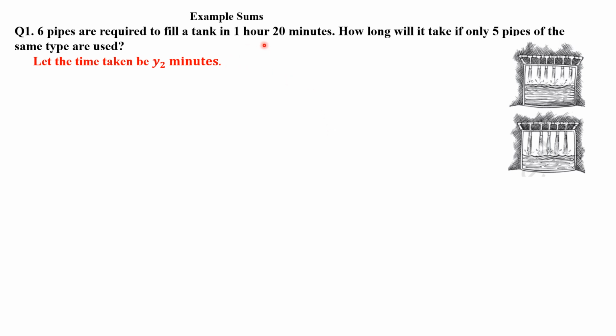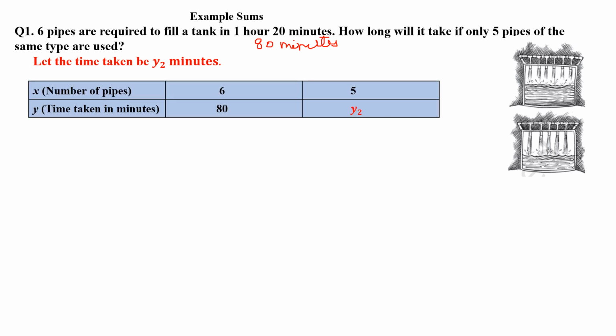And here in the first case, if you see, 6 pipes are required to fill a tank in 1 hour 20 minutes. This also I'm going to convert into minutes. And later on when I get my final answer, again I will convert my answer into hours and minutes if required. Now 1 hour is 60 minutes, and 60 plus 20 minutes will give me 80 minutes, isn't it? So from here I can write it is 80 minutes.